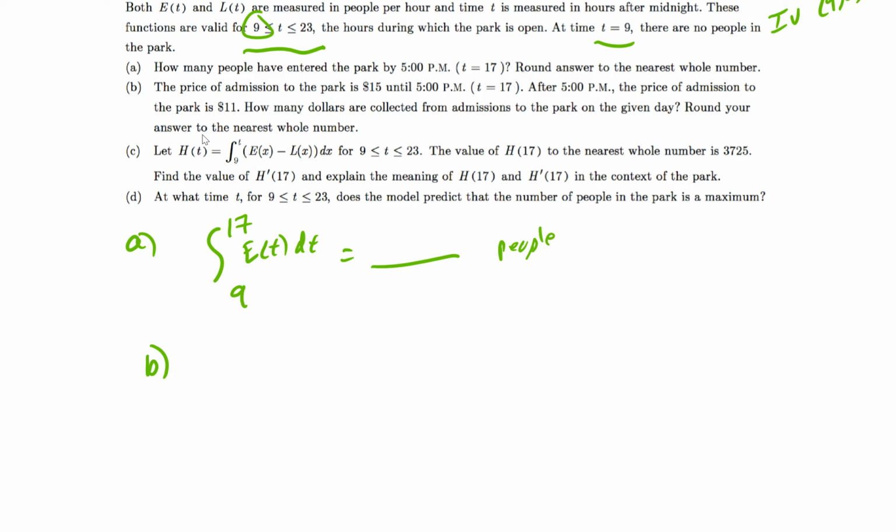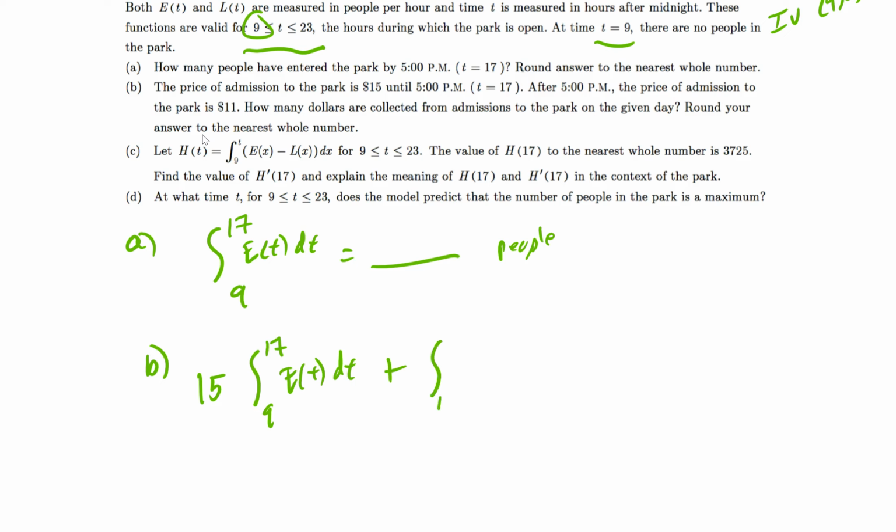From opening to 5 p.m., it's only 15 bucks. So the integral we just did, we're going to run that back, 9 to 17, E of t dt. But now we know it costs $15, so all the money we're making, we're going to multiply that by 15. And then they change it. After 5 p.m., it reduces to 11 bucks.